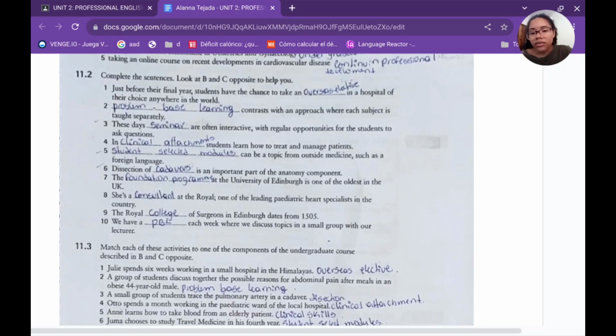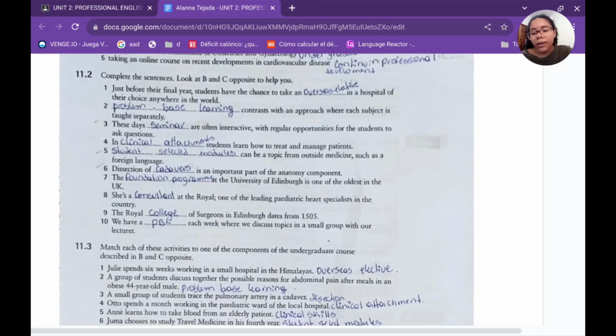In clinical attachments, students learn how to treat and manage patients. Student-selected modules can be on a topic from outside medicine, such as a foreign language. Dissection of cadavers is an important part of the anatomy component. The foundation program at the University of Edinburgh is one of the oldest in the UK. She is a consultant at the Royal, one of the leading pediatric heart specialists in the country. The Royal College of Surgeons in Edinburgh dates from 1505.